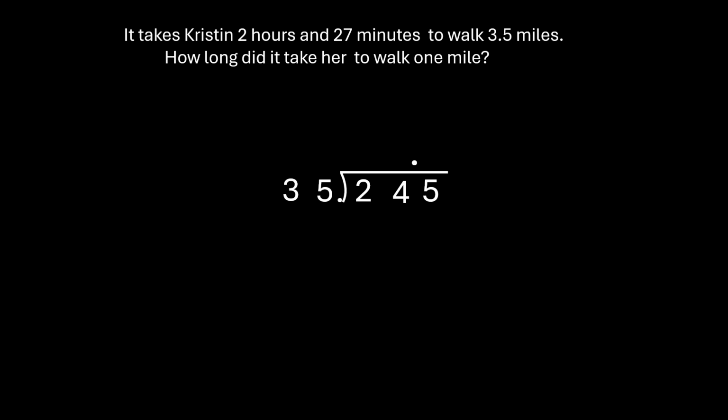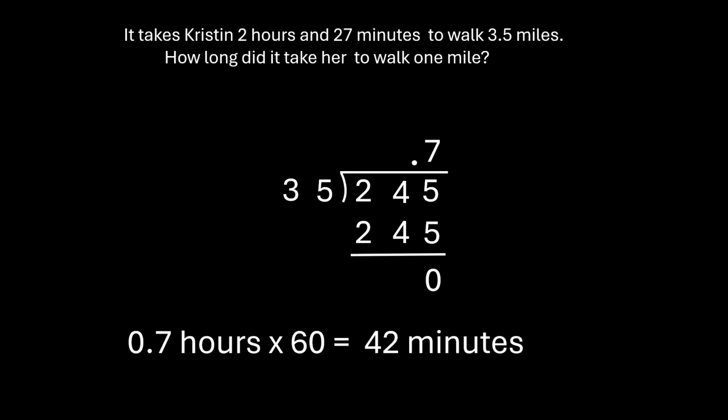35 goes into 245 7 times. 7 times 35 is 245. So our final answer is 0.7 hours, which is a little bit difficult to visualize in your head. We can convert 0.7 hours to minutes by multiplying by 60. So it took her 42 minutes.